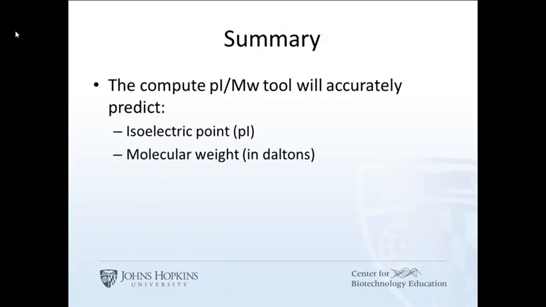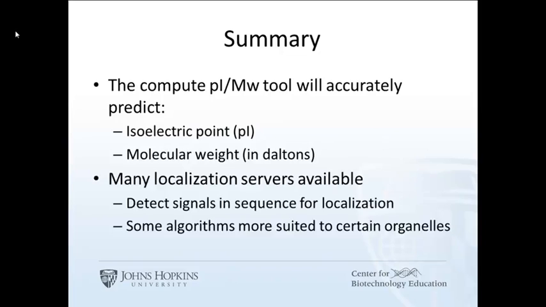So to wrap it up, we know that we can enter a protein sequence and get a reliable calculation of the isoelectric point and molecular weight. And that many localization predictors are out there. Some are general, some are specific for certain organelles. Give some of them a try. Good luck.